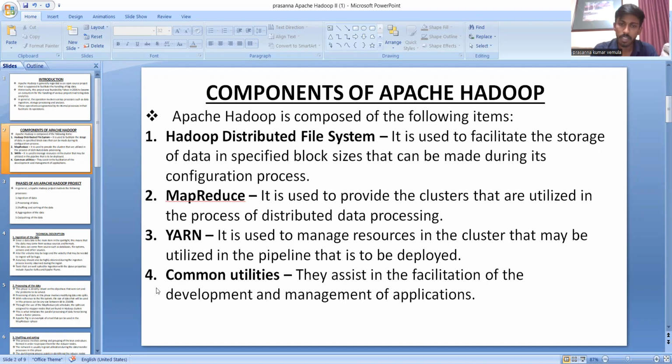And YARN, that means Yet Another Resource Negotiator. YARN manages resources in the Hadoop cluster, ensuring optimal allocation for the applications deployed on the cluster. And the fourth one is common utilities. These tools support application development and management, simplifying the development process.